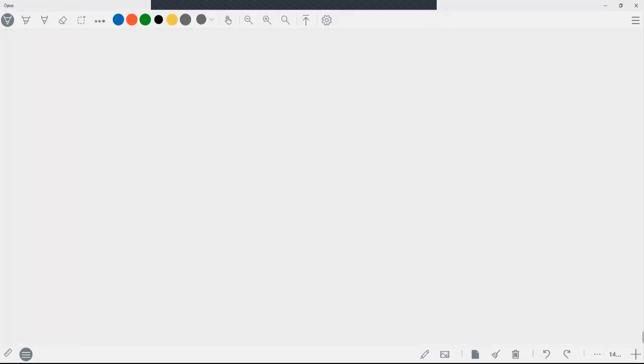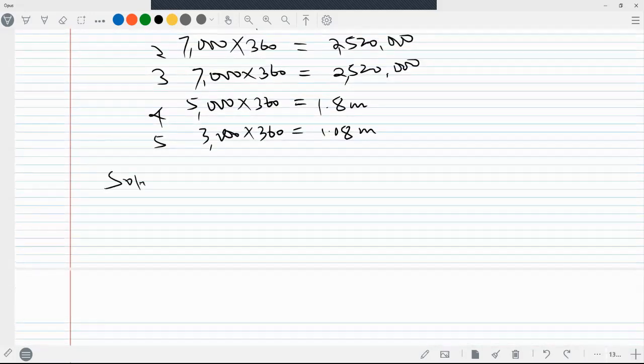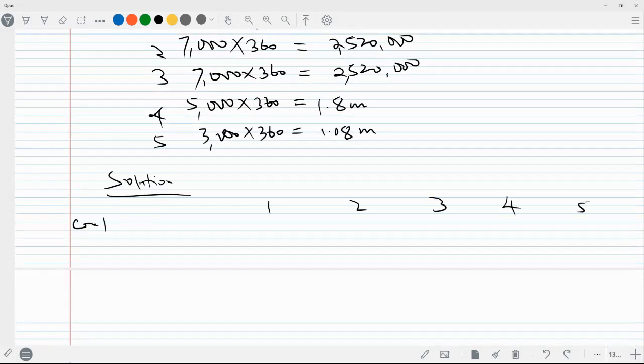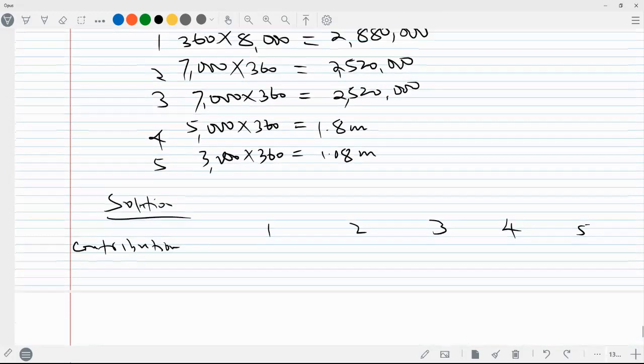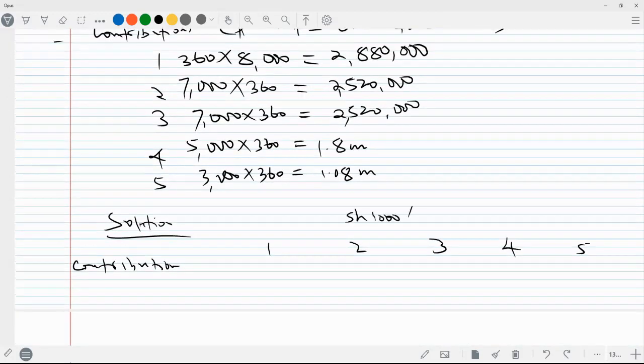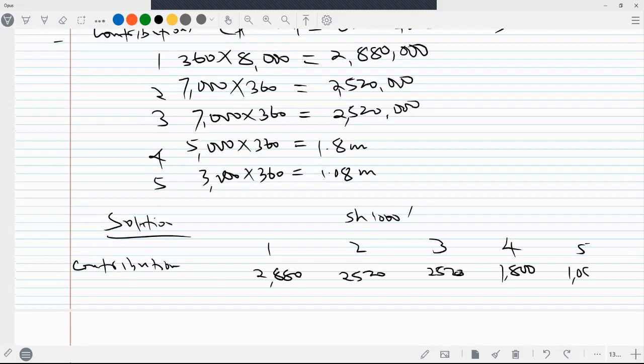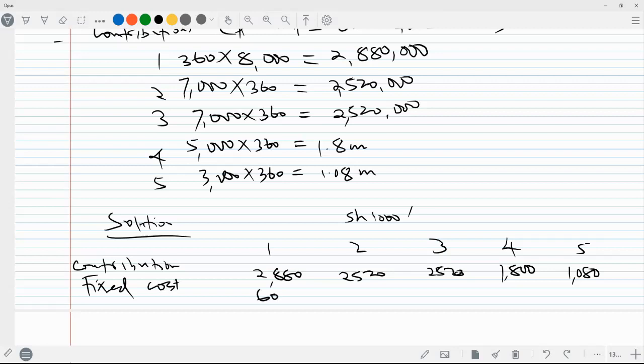Okay, solution. So year 1, year 2, year 3, year 4, year 5 contribution. You've done above already. Year 1, 2,880. So we'll have them in thousands: 2,880, 2,520, 1,800, and 1,080. Because you pay tax, before you pay tax we need to less the fixed cost. So less fixed cost, which in every year is 600,000. So we subtract 600,000.